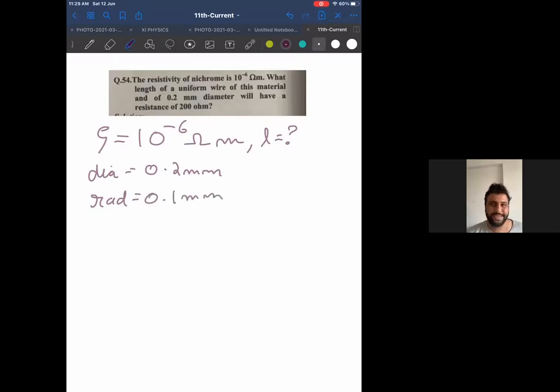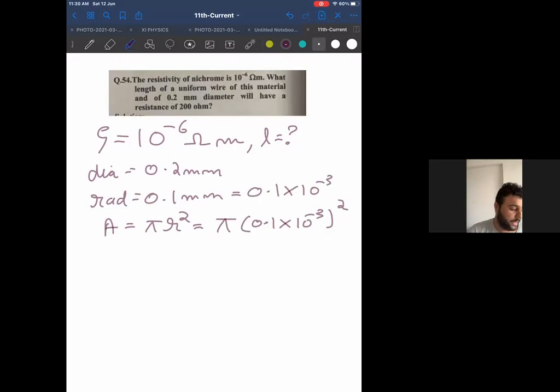Correct? Everyone understands this? And why do I need radius? Because my formula for area is pi r square. Everyone knows this formula also? My formula for area is what? Pi r square. Therefore, my area will be pi into (0.1 into 10 power minus 3) whole square, because 0.1 millimeter is 0.1 into 10 power minus 3 meter.